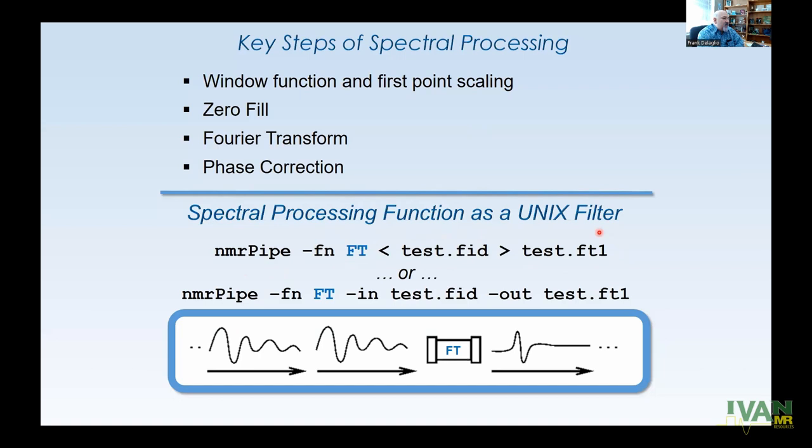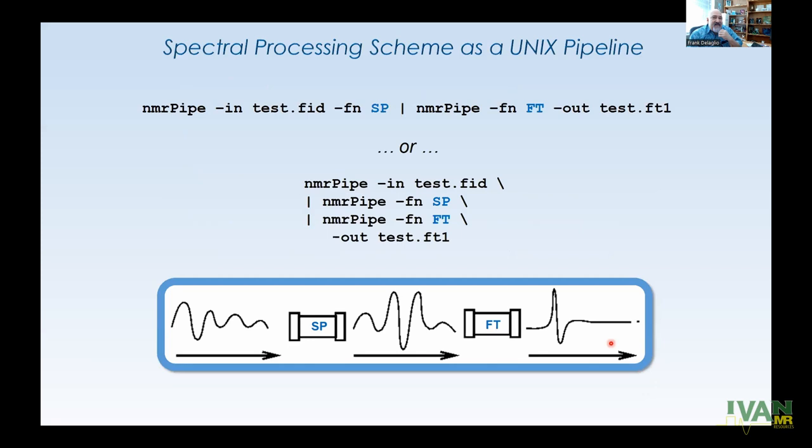And diagrammatically, we can think of it as something like this. So we can imagine a stream of data vectors moving through this filter program and emerging as Fourier transform vectors. So that's the first idea, the idea of a filter. The second idea that we take advantage of is the idea of a pipeline. This is a collection of programs connected together so that the output of one program is used automatically as the input to the next program in the series.